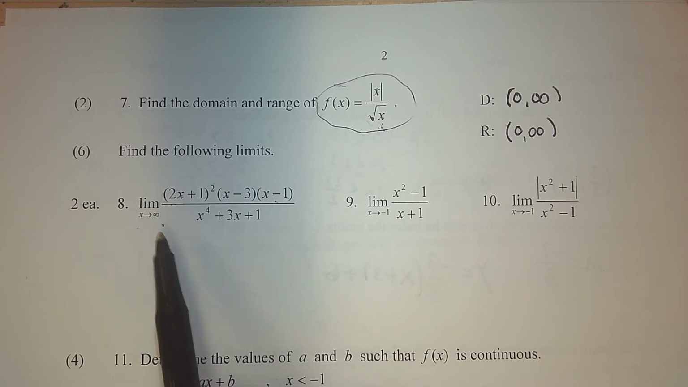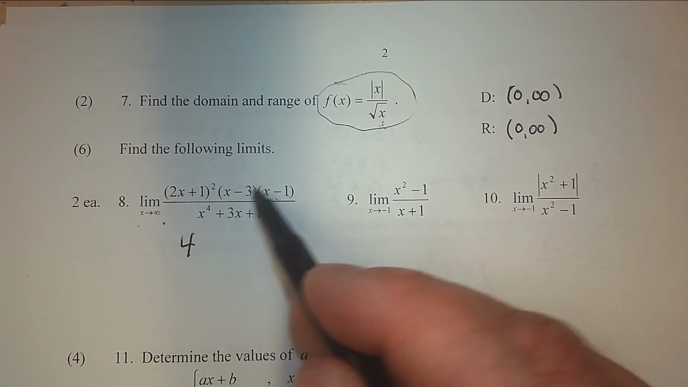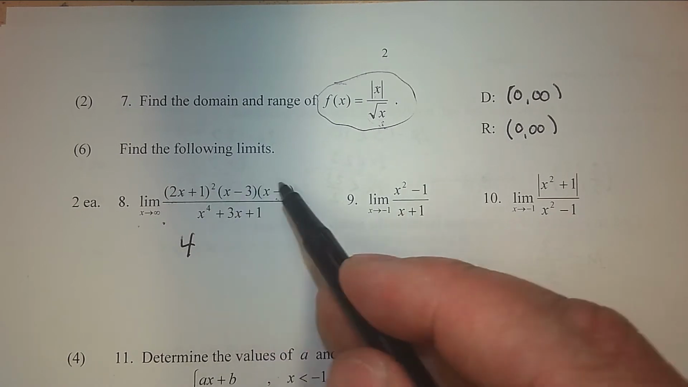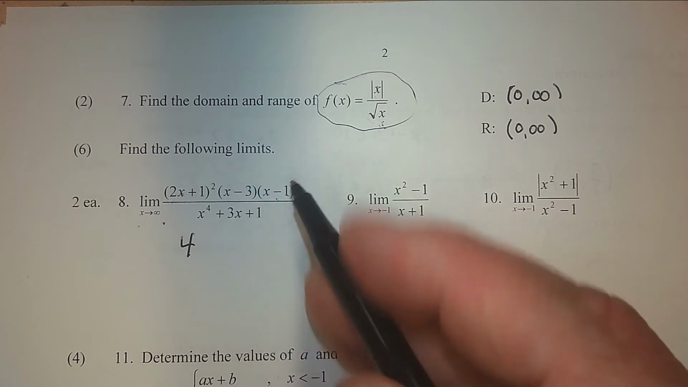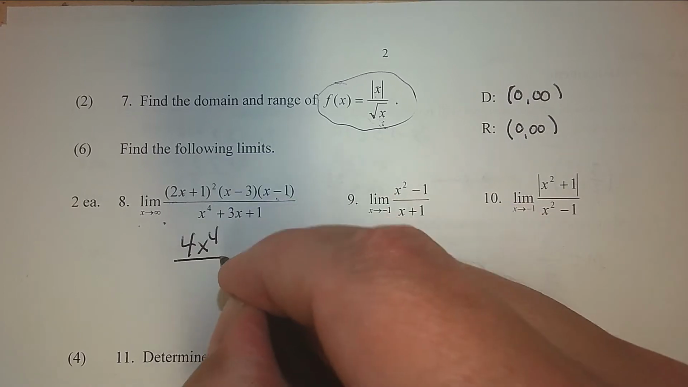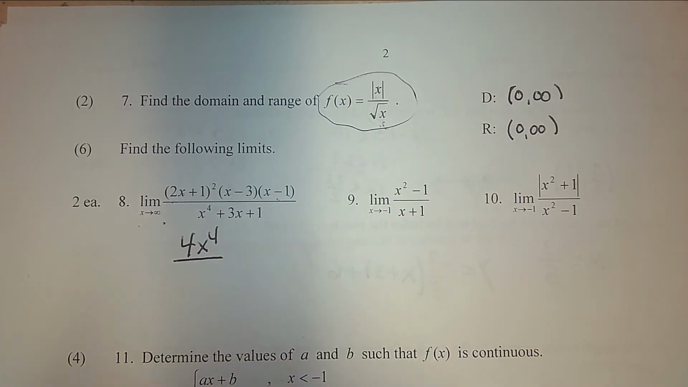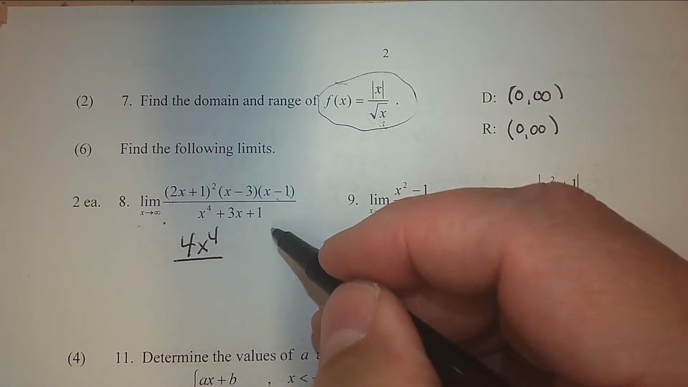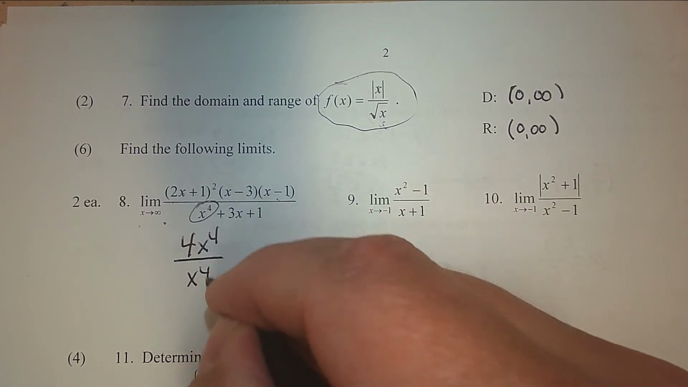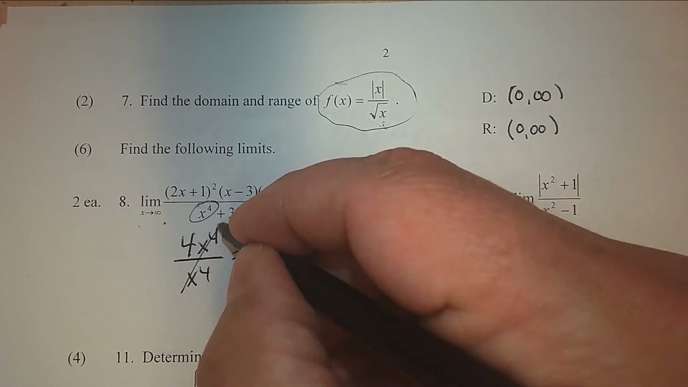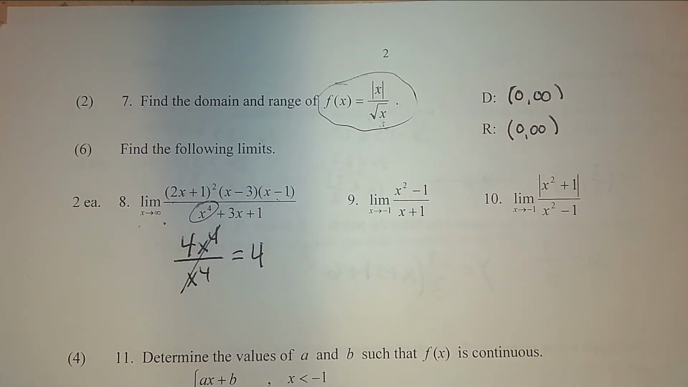So 4 times 1 times 1, so it's 4. And then you add the exponents when you're multiplying. And we have invisible 1s that we're adding. 2 plus 1 plus 1. So on top, the power term is 4x to the 4th. On the bottom, we don't need to do any expanding. The power term is just x to the fourth. So when the x to the fourth divide out, the answer is 4.